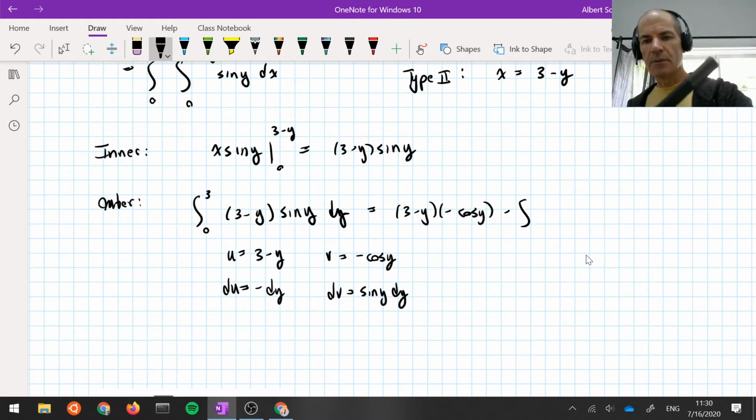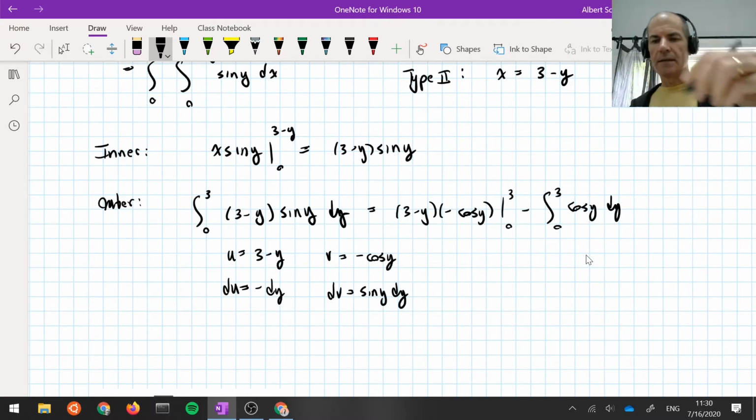Oops, and I have to remember to evaluate this from 0 to 3, minus the quantity from 0 to 3 of cosine y dy, like that. Let's try to evaluate these boundary terms first. If I plug in 3, I get 0, and if I plug in 0, I get 3, I guess. So this works out to be 3. And we still have to do this integral over here.